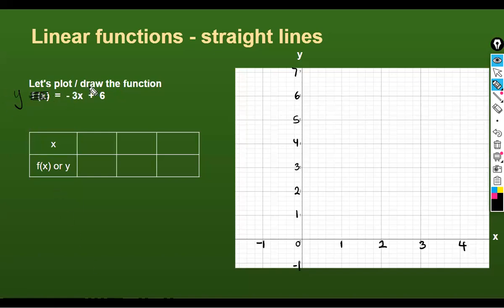Let's predict how this line will look. Will this line slope upwards or will this line slope downwards? What do you all think? Let me write back the equation a little bit bigger here.